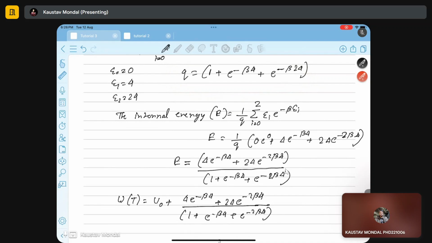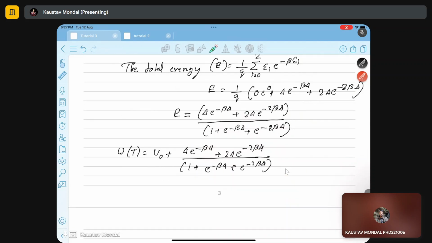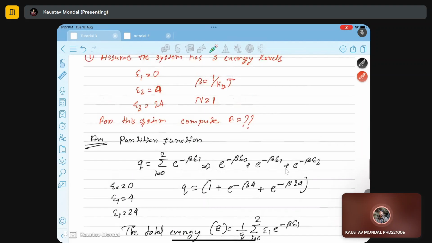So the total energy would be this. This is the total energy, where the summation of the energy with the distribution population is divided by the partition function Q. We have done all the algebra, and from that we get the expression of the total energy. If you also know the internal energy at zero point and add those, you get the internal energy at that particular temperature. Okay. So this is problem number 2.